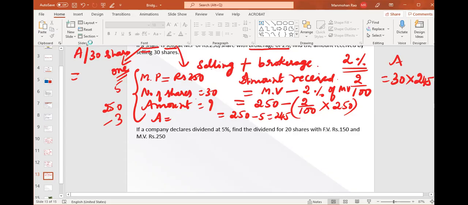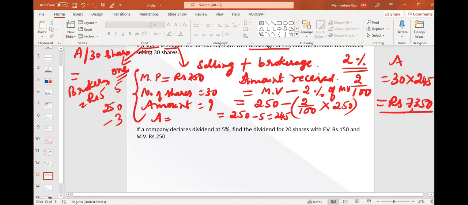If you sell 30 shares, how much money do you get? Any answers? 7350. Is it correct? 7350 is the money you get by selling 30 shares with a market price of 250 rupees and brokerage charges of 5 rupees per share. Brokerage is either 2% or 5 rupees, so you can write brokerage is equal to ₹5. Brokerage for one share is 5 rupees.